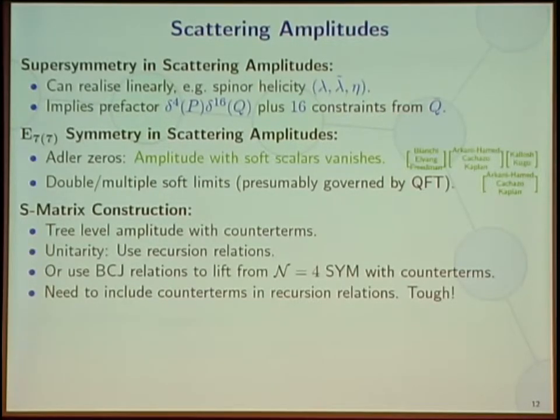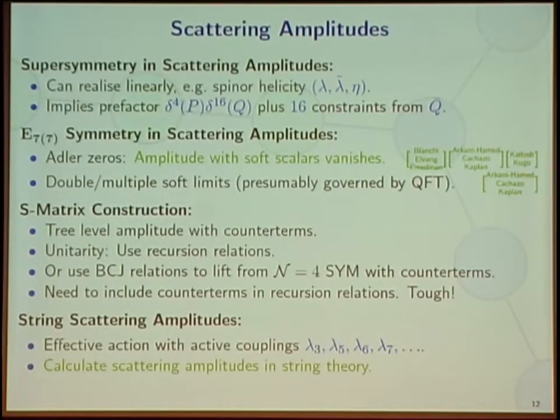So in principle, we could now go ahead and construct the S matrix. We shouldn't really start with the ordinary tree level, but tree level with these counterterms included. And then use unitarity or some sort of recursion relations to construct the amplitude. Well, we only need to go to tree level to see whether these corrections respect E7 symmetry, by generating the right Adler zeros here. We could also use the BCJ relations and start with a calculation in N=4 super-Yang-Mills, but also not plain N=4 super-Yang-Mills, but we need to take these counterterms into account. But in all of that, we need to include the counterterms, and if you want to do it in practice, that's tough, especially if you want to generate bigger tree diagrams.